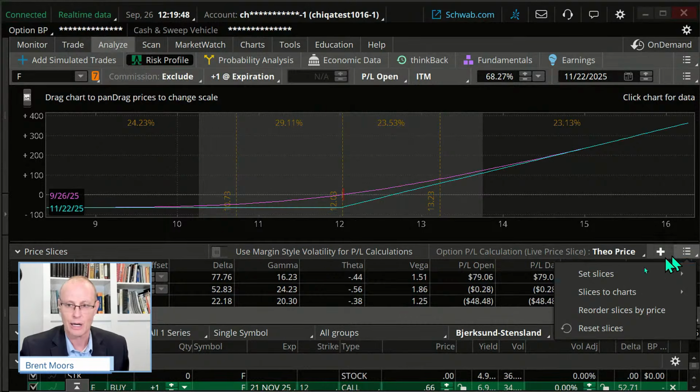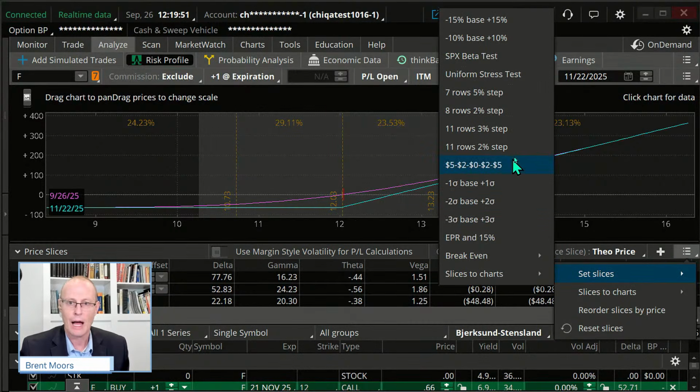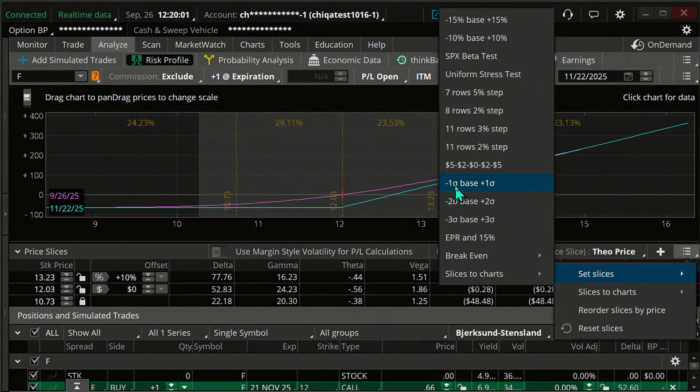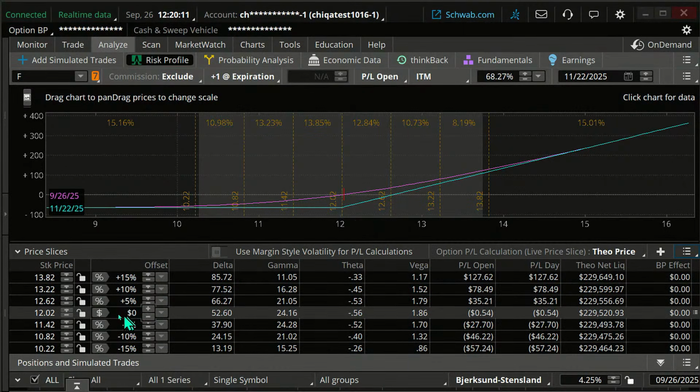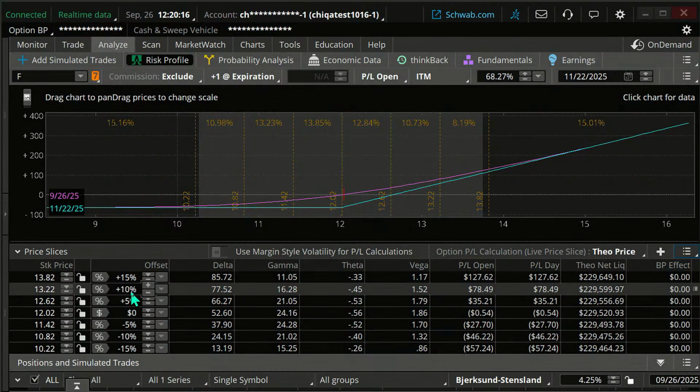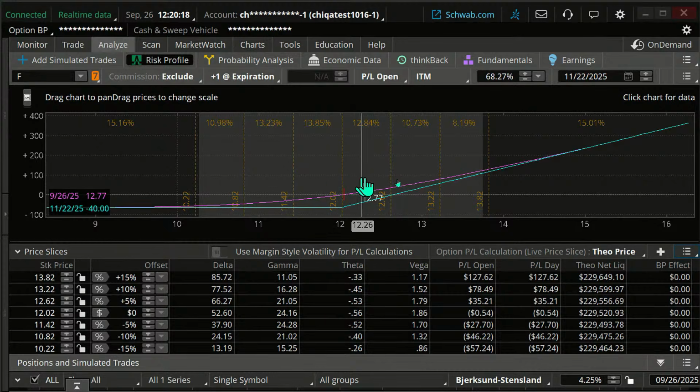Let's see if we can get this. I'm going to try one more time. Let's say we want to go up. What's this little funny sigma symbol? That's just a standard deviation and standard deviation down. Or I can go 7 rows of a 5% step. Oh, look, it puts in 7 rows, current price, that's the base, that's where we're currently at, and then up 5%, down 5%, up 10%, down 10%. There's a whole lot of slices on the chart right now, okay? So you can do that if you want. You can move those slices around.